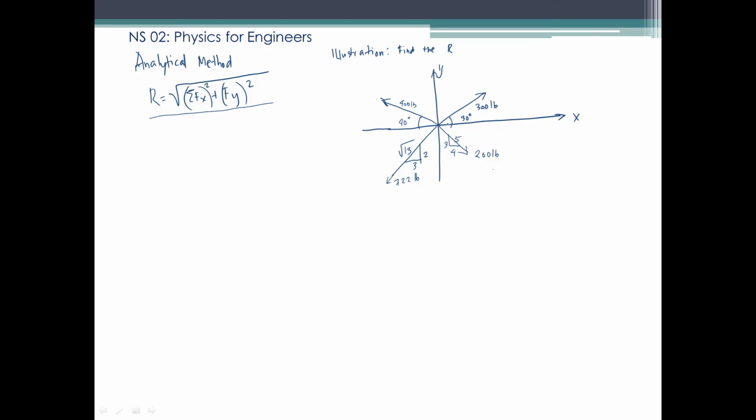So we have here four forces: the 300-pound force, the 400-pound force, the 722-pound force, and the 200-pound force. Some are given the angle, while others are given the slope. So for this one, again following the formula for the resultant, you have to get the x and y components of all the forces. This is how you will solve it.